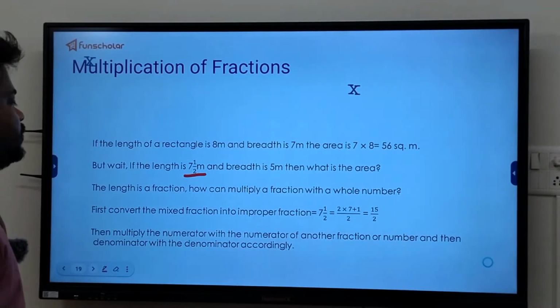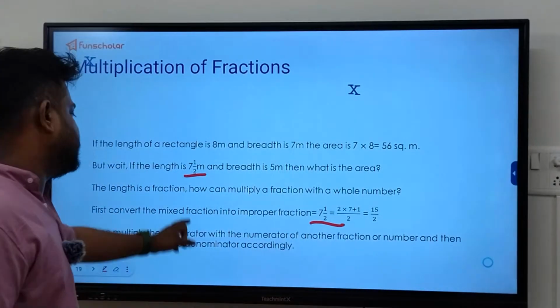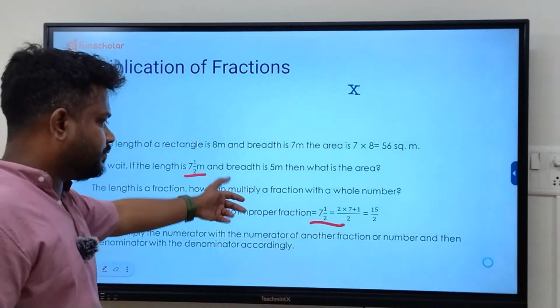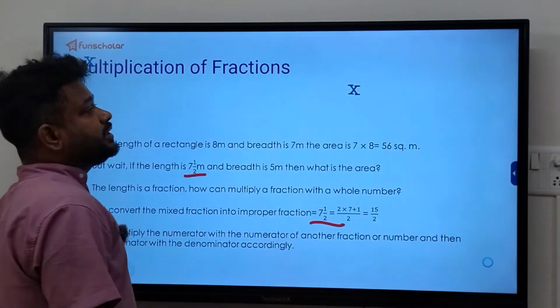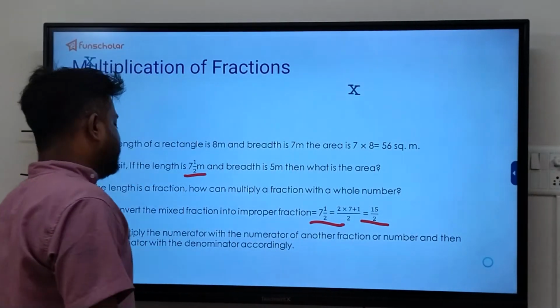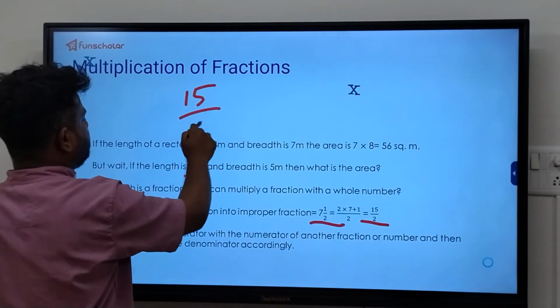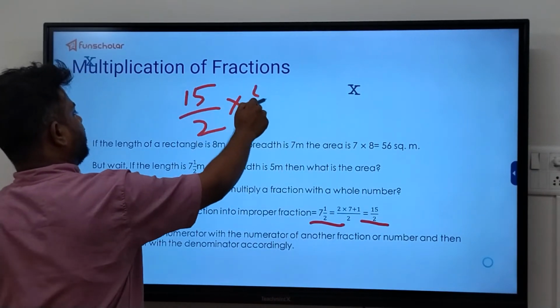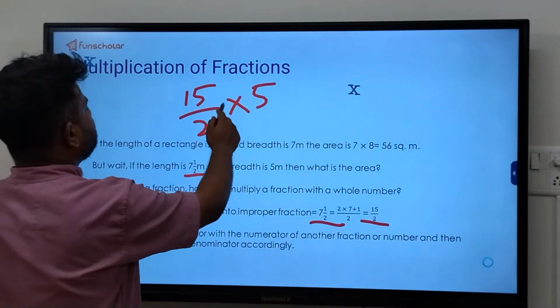So 7 whole 1 by 2 is a mixed fraction. This can be turned into an improper fraction, which is 15 by 2. And we can simply multiply this, 15 by 2 with 5. Okay, and what will be the answer?